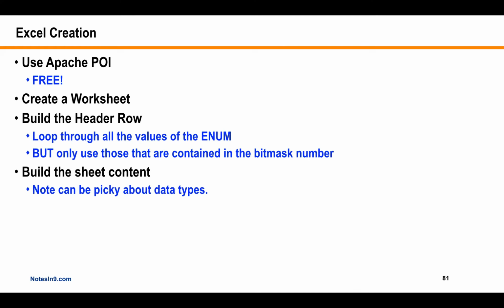So for the Excel port of this demo, we're going to use Apache POI, which is free, and we like that. We're going to create a worksheet with Apache POI and build the header row. The header row is going to loop through all the values of the enum, and the enum is going to be the possible columns. But it's only going to use the ones that are contained in the bitmask number. Then it's going to build the sheet content, and be careful about data types here.